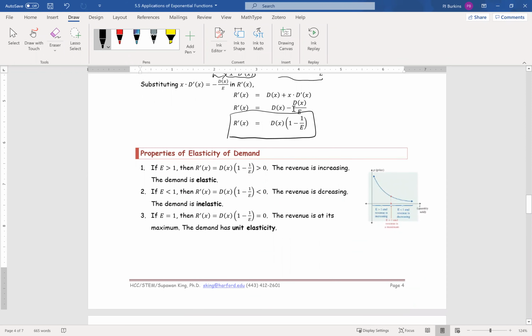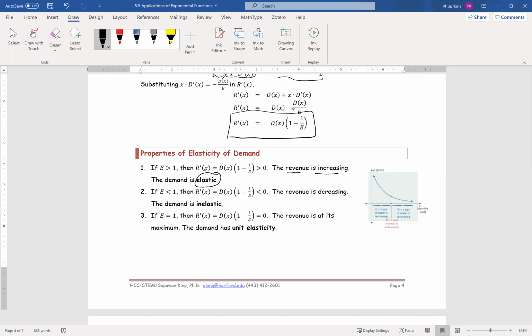Well, it says here, if this E quantity is greater than 1, well, then you'll find that R prime is greater than 0. So let's think about that for a second, right? If I let E equal 2, for instance, so 1 minus a half, that's a half, and we get something greater than 0. And if R prime is greater than 0, well, we know that really means that the revenue is increasing, right? Because the derivative is positive. And then they also call this elastic demand.